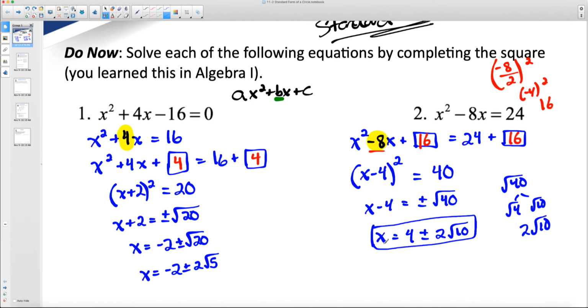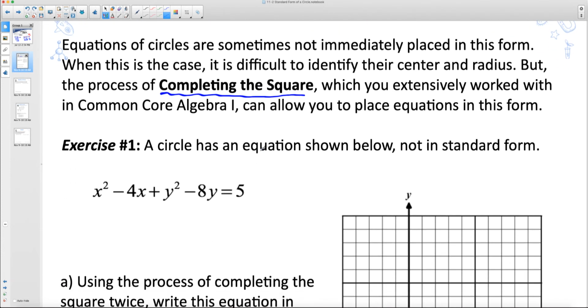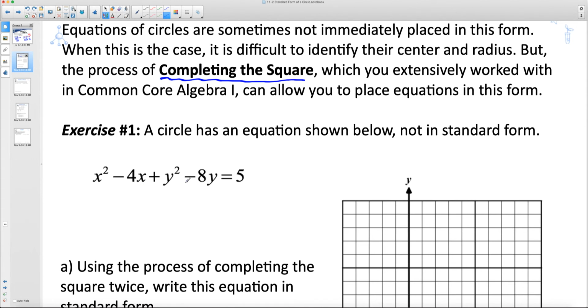Again, we're not going to be solving quadratics, but we are going to use this skill. Okay, so here's how we're going to use this. Like I mentioned in the beginning, equations of circles are not always in that nice x minus h squared plus y minus k squared equals r squared, and it's going to be difficult to identify the center and the radius. But if we can use that completing the square skill, then it allows us to put it in that form. So if I take a look at this, this is actually an equation of a circle.